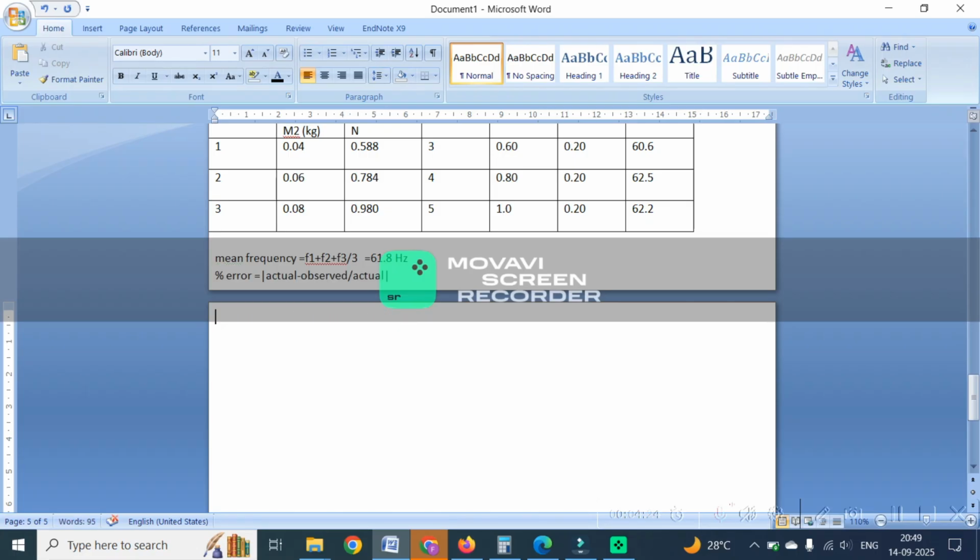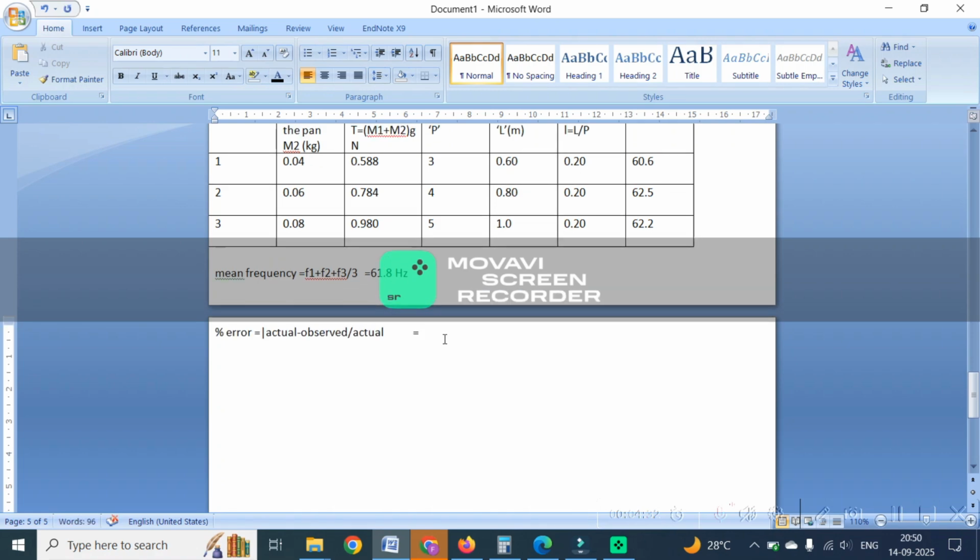So the calculation is: the actual value is 50 hertz, which I already mentioned at the start of the video. Let me write it in modulus also: 50 hertz minus the observed value 61.8, divided by the actual value, 50 hertz, and mention the modulus also.